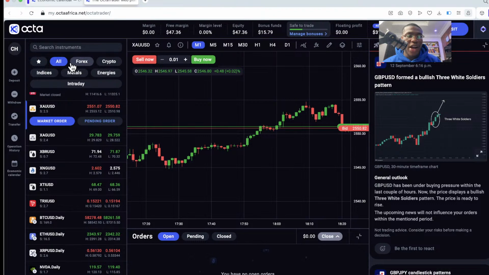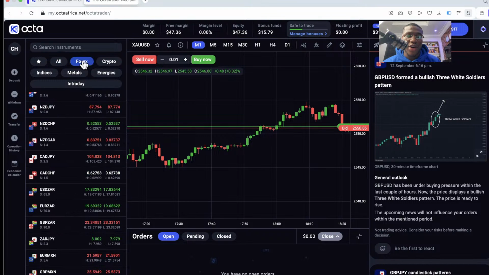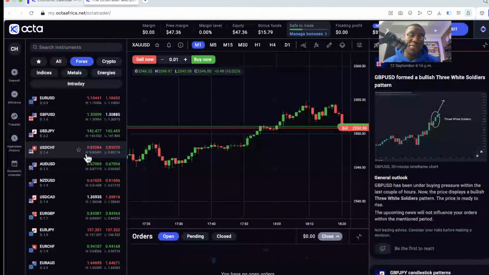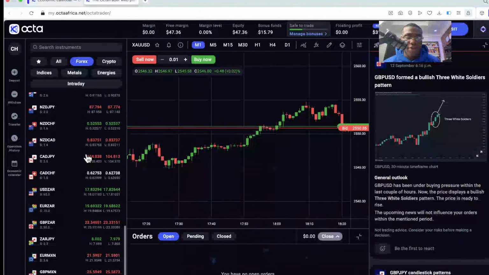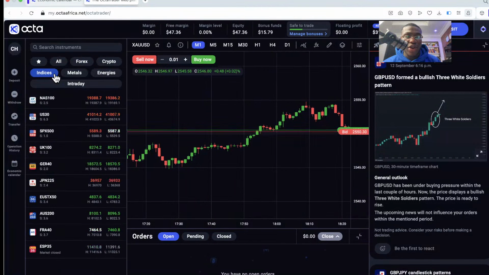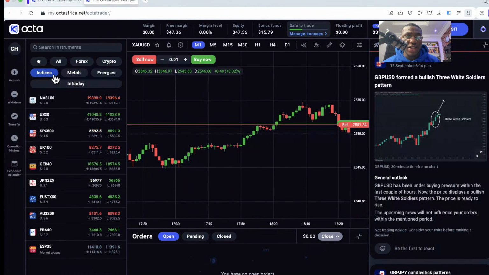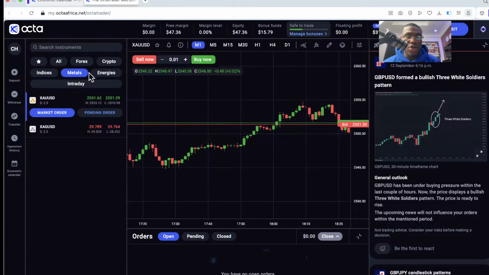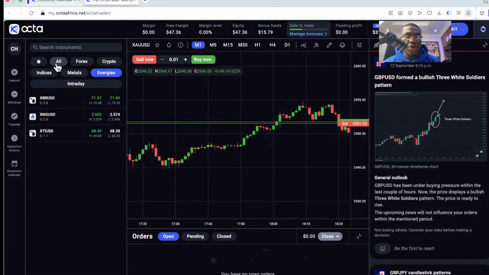So over here we have all the instruments that are being traded in the Octa Trader app, and you can also streamline. If you only trade currencies, you can click on Forex, and all the currencies would be out here for you to trade. And then if you trade digital currencies as well, if you trade indices, metals like gold, energies as well, you can streamline your search and choose those other ones.